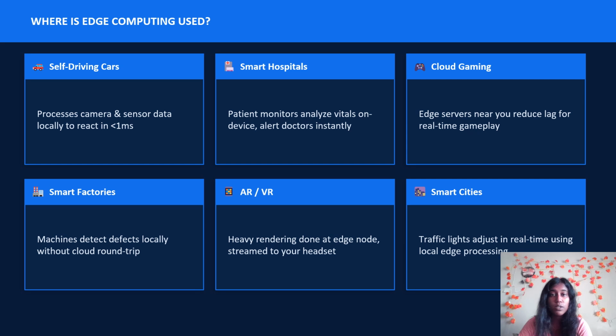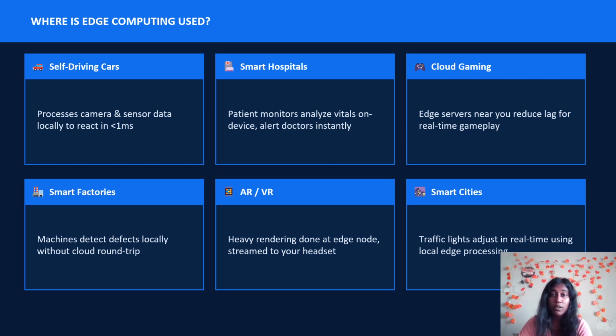It can also be used in AR and VR, augmented and virtual reality. It requires constant high-speed rendering of 3D environments. Edge servers handle heavy computation nearby, and headsets receive streamed visuals in real time. The benefits here are low latency, so there's no motion sickness, reduced device weight, less onboard hardware, and better battery life. It's used mainly in gaming, training simulations, and virtual meetings.